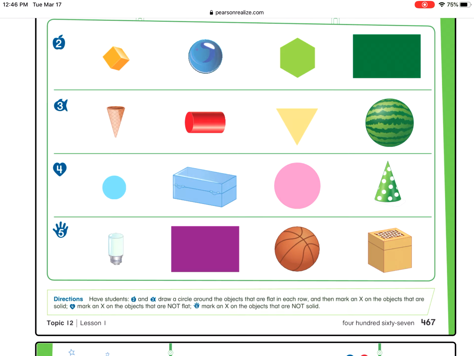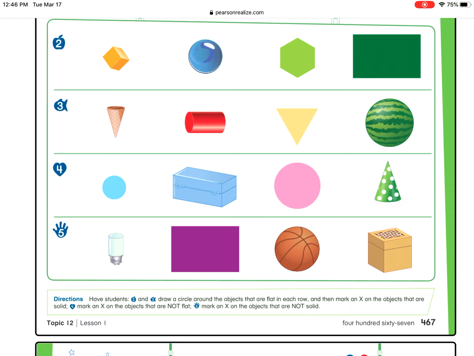So let's go over the cube. Number 2 is a solid. That is a circle, yes, but it's a sphere because it's a marble. So that's going to be a solid shape. That's also an X. Then the hexagon and the rectangle are flat shapes. So those are going to be circles. Now you can do number 3 on your own.